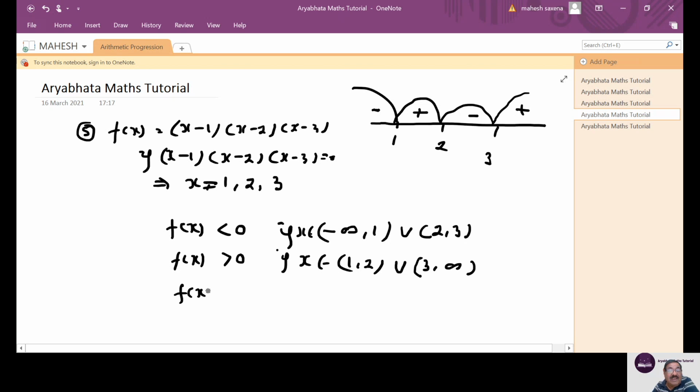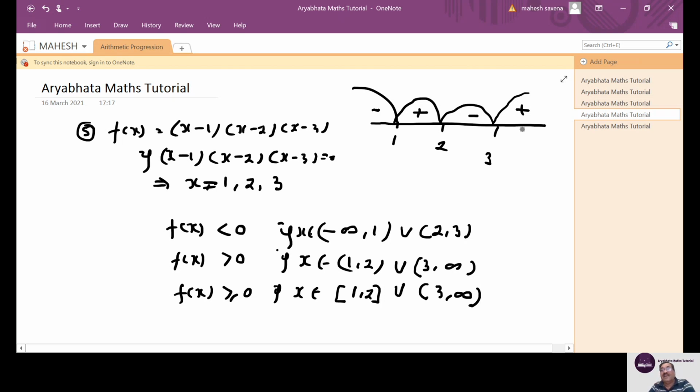f(x) can be greater than or equal to 0. Here x can be 1 or 2. Therefore, x belongs to the closed interval [1, 2] union, again here x can be 3 also. Therefore, it will be [3, infinity).